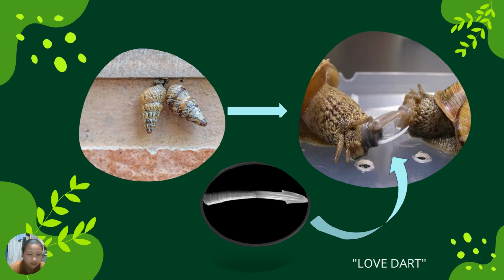So these are the pictures. The first picture contains the snail, C. acuta, mating from afar. Then the second picture contains the snail mating close up. So that white part there is the so-called love dart. It looks like a needle or a knife.